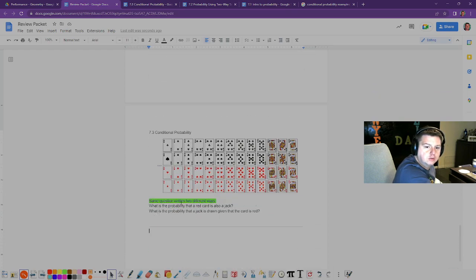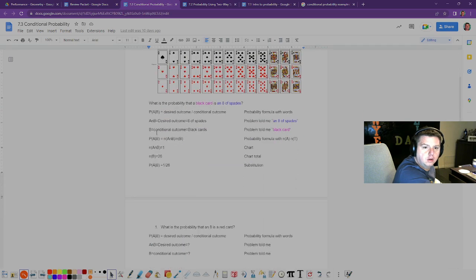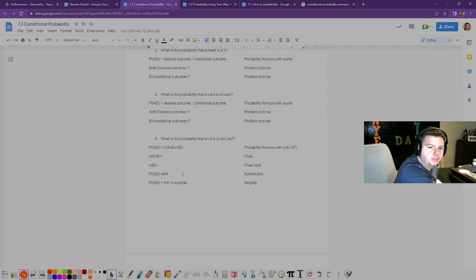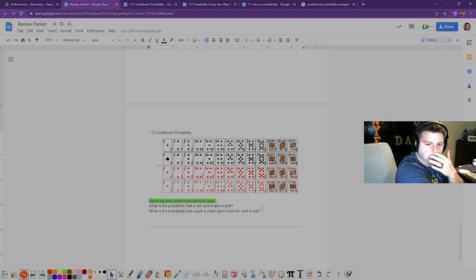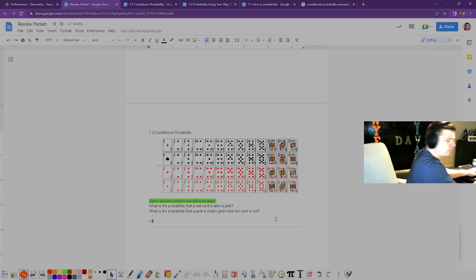So what we would do is count out the number of red cards and then the number of jacks. And how we did it was B is the conditional outcome. So we want it to be a red card. And then the desired outcome is kind of A and B. It's a red card, but we want it to be a jack. And there were 2 jacks out of all the red cards, which there are 13 of each suit, so that makes a total of 26 cards.